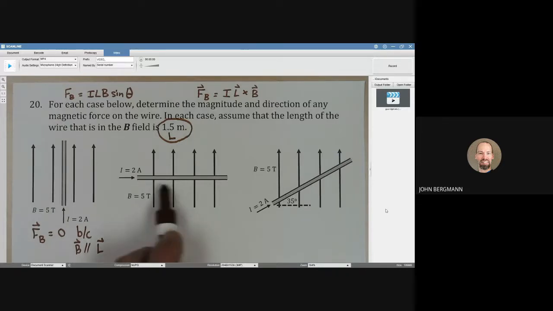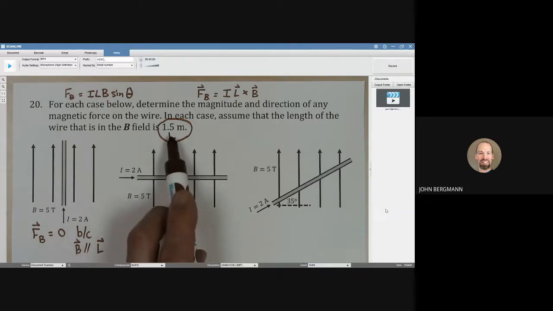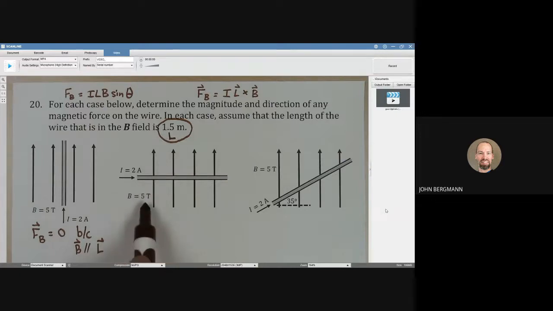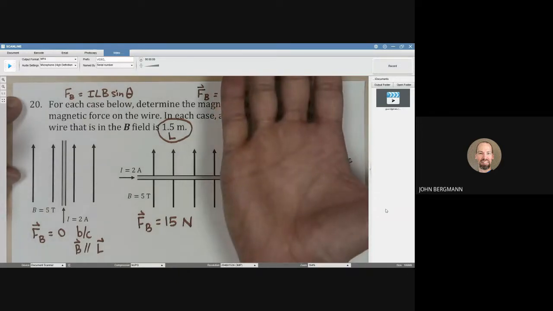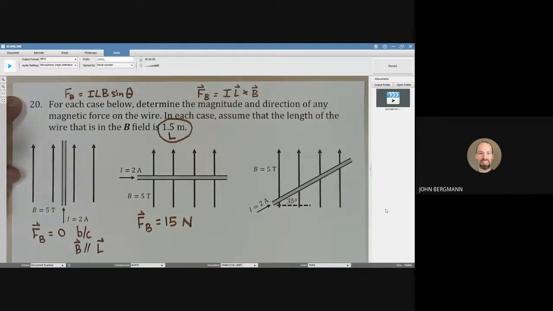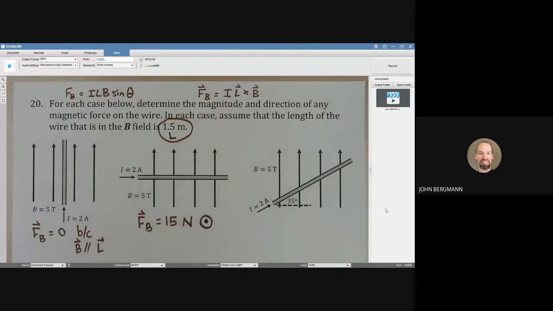How about the next one? Here, everything is perpendicular. I think the magnitude of the force is going to be I, which is 2, times L, which is 1.5. So that's 3 times 5. So I'm thinking that FB is going to be 15 newtons. And can we figure out the direction? If we use our pat right-hand rule, we can take our thumb and point it in the direction of the current, and our fingers are going to point in the direction of the field. So we're patting up towards the camera. We could indicate it like so.